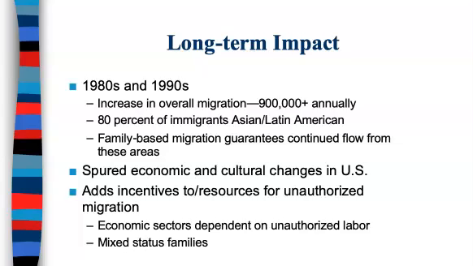And we're going to see some long-term impacts of this. By the 1980s and 1990s, we're going to see an overall increase in immigration to the United States again, nearly 1 million plus annually. 80% of these immigrants are going to come from Asia and from Latin America. In addition to this, this Immigration Act is going to create family-based migration guarantees, and it's going to basically continue the flow of immigrants from these areas. Sometimes this is referred to as chain migration.